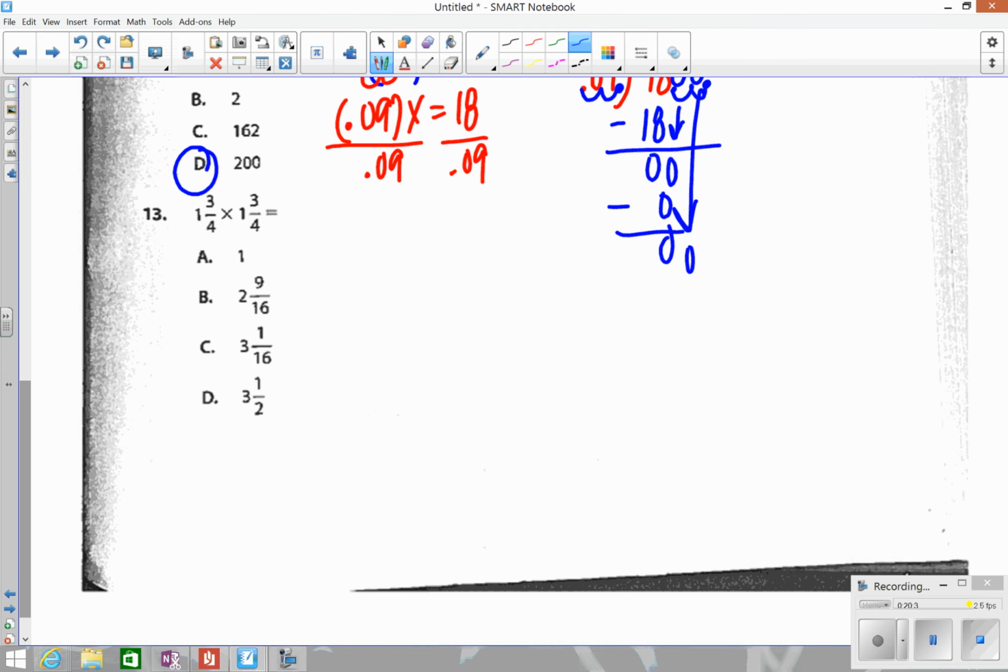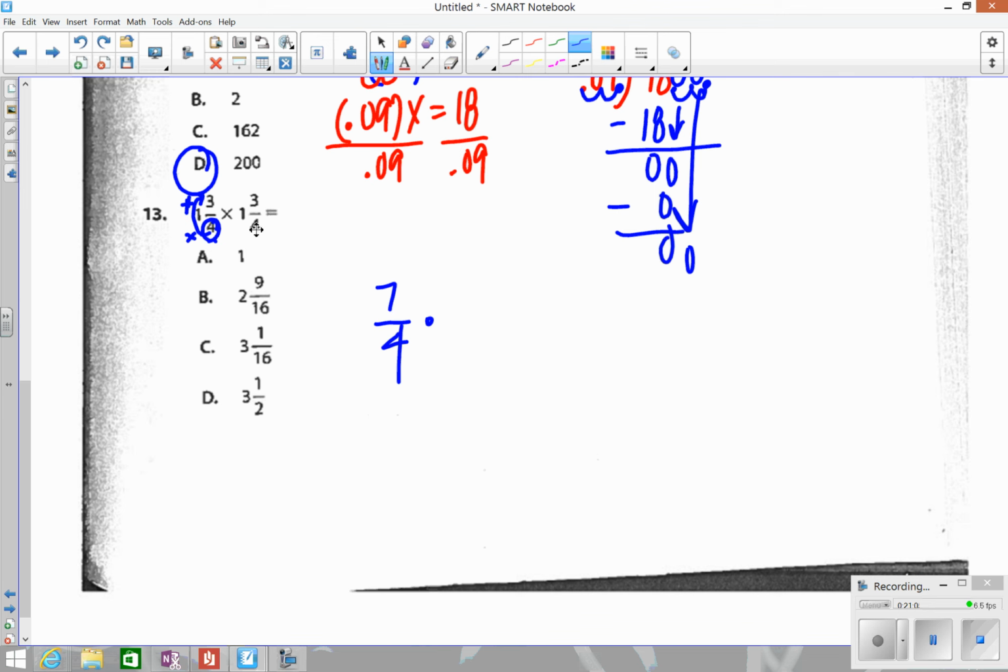The next one here, we have a mixed number times a mixed number. So the first thing I would do is convert these to improper fractions, because once they're improper fractions, you just multiply across the top and then you multiply across the bottom. So in order to convert this, you take this number and multiply it by 1, and then add whatever you get to 3. So the denominator is going to say 4. So 4 times 1 is 4, plus 3 gives me 7. So that's going to be the first one.